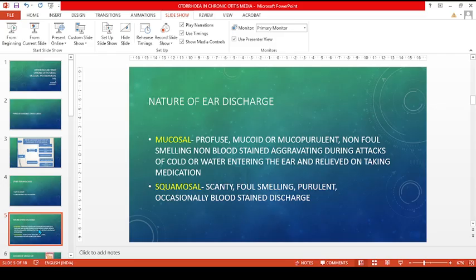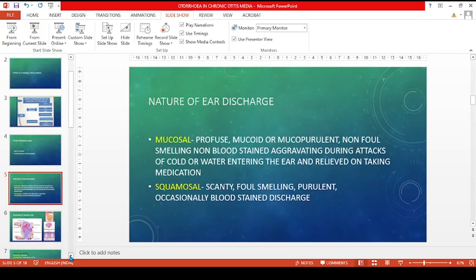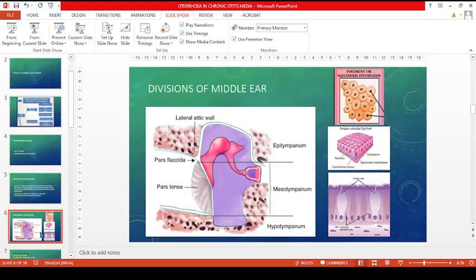Squamosal type, on the other hand, is characterized by scanty, foul-smelling, purulent, and occasionally blood-stained discharge. Now let's see why this is so. First, we will reason out one by one. Why is the discharge in mucosal disease profuse?